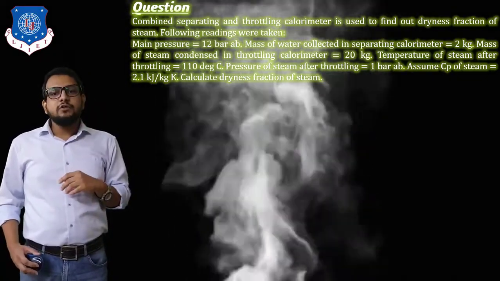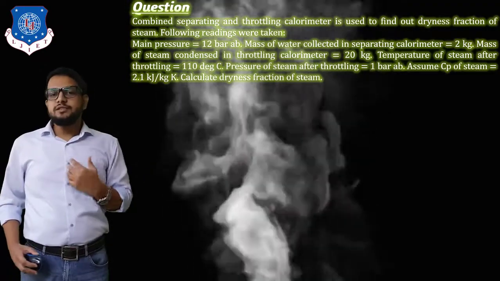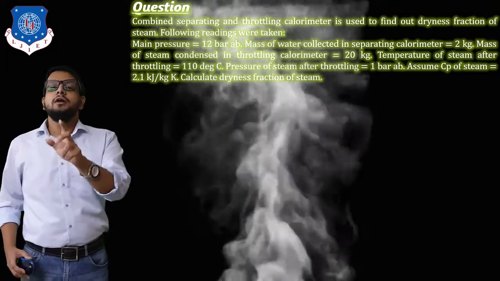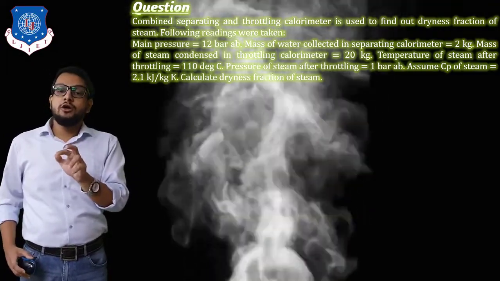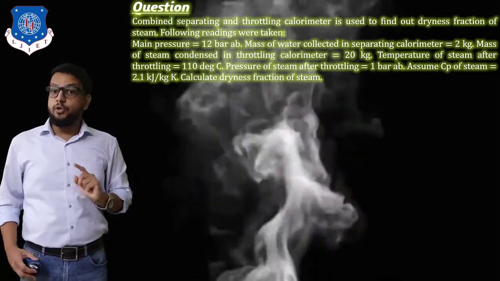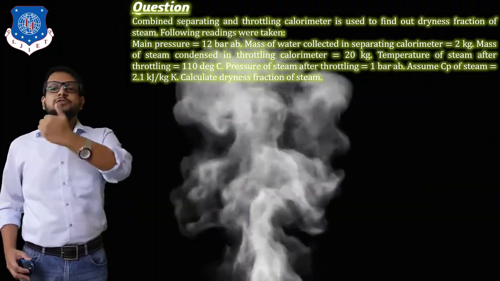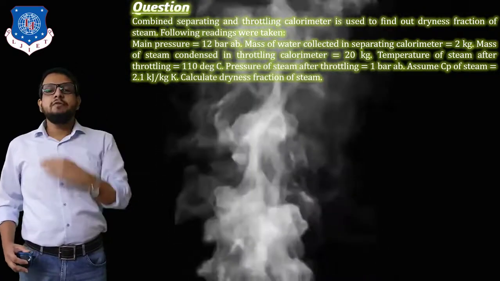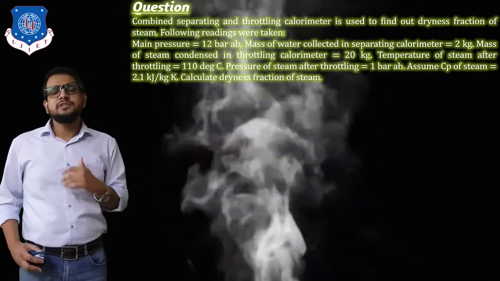Then the pressure of steam after throttling, which is measured by the U-tube manometer, and the U-tube manometer measures the pressure of superheated steam. That means pressure P2 is given. Assume Cp of steam, that is Cps, is 2.1 kilojoule per kg Kelvin. Calculate the dryness fraction of the steam.